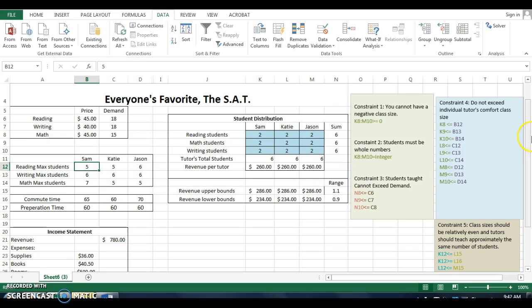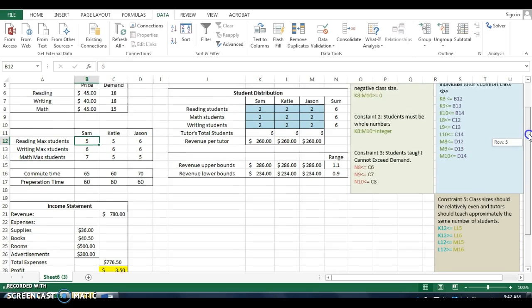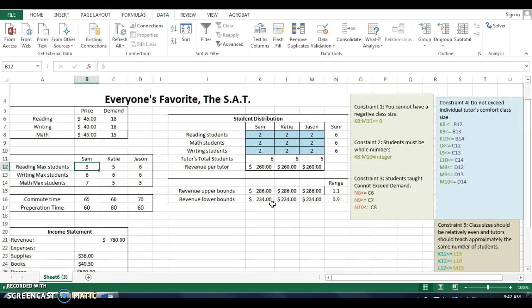Now the hardest constraint was constraint 5, which is that class sizes should be relatively even and tutors should teach approximately the same number of students. The problem with that constraint is that Solver doesn't know what relatively means or approximately even. Solver is very binary, always looking for the most efficient. That's what an optimizer does. So for instance, even if Solver has 2 different classes that are equally effective at maximizing profit, it will still put all of the students in one class as long as it doesn't break another constraint. This was one of the parts that I really struggled with the most, and my solution to it was this revenue upper bounds and lower bounds right here.